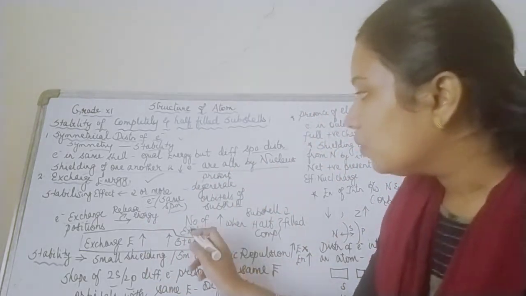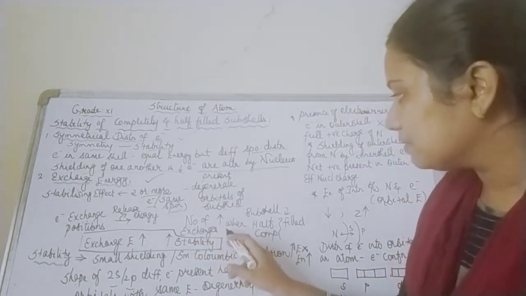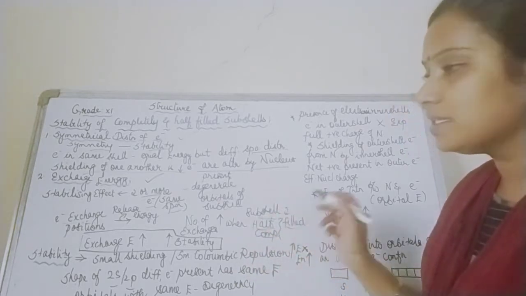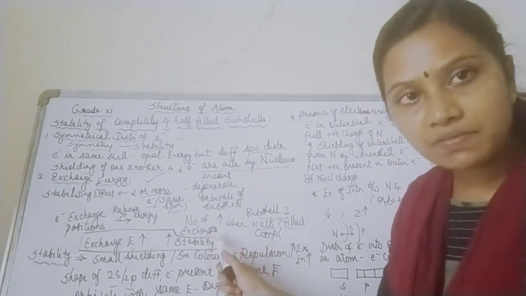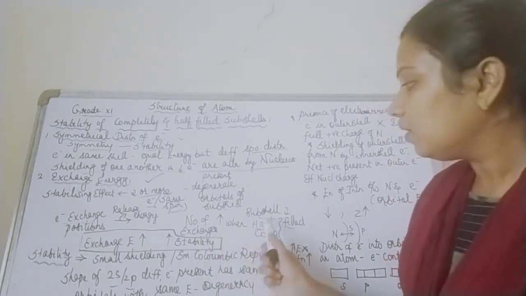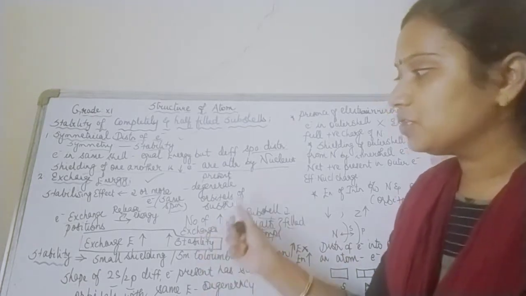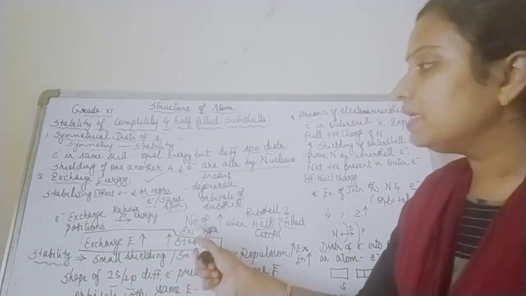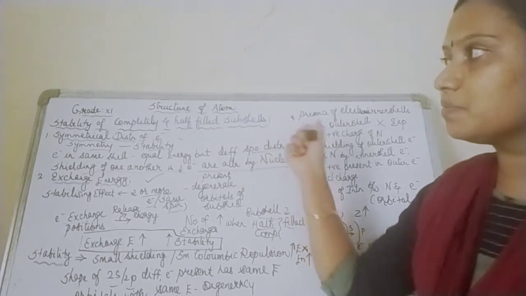Now, if the number of exchanges is more, when will the number of exchanges be maximum? When half filled and completely filled subshells are formed. So when half filled or completely filled subshells are formed, the number of exchanges is more. So exchange energy is more, and then stability is also more. This is the reason why completely and half filled subshells are stable.